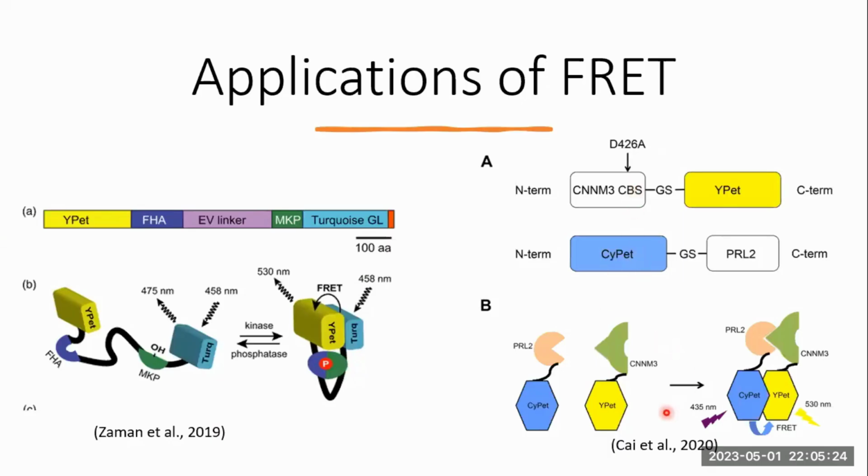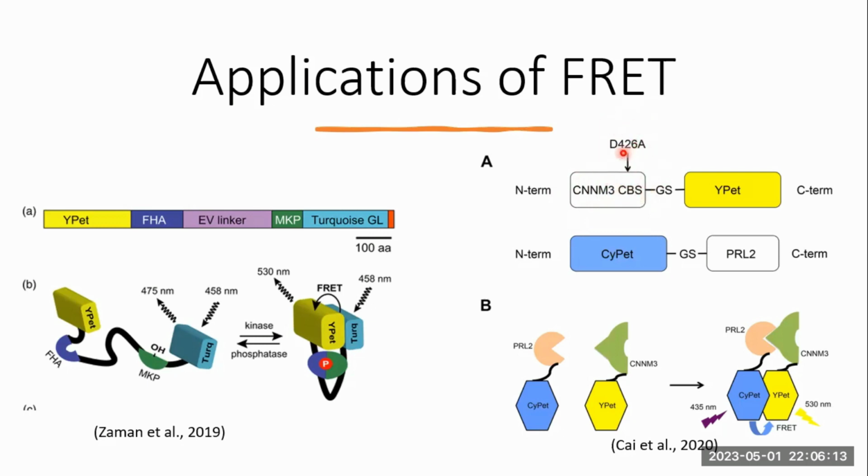Another example here is the figure on our right. In the figure on our right, we can observe the difference between these two protein molecules. In this protein complex, we can see the PRL2 protein, which stands for phosphatase of regenerating liver. This particular protein binds to this protein, CNNM3, which is the cyclin M family of magnesium transporters. This member of this family of proteins has this particular domain, this CBS domain. In this CBS domain, we have this particular sequence.